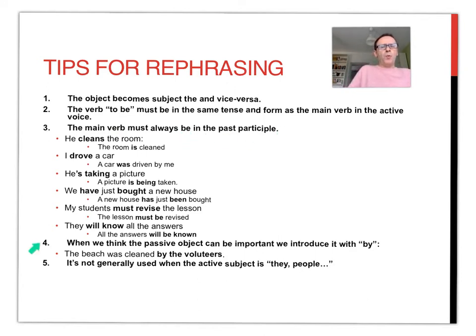Tip number 4, when we think the passive object can be important, we introduce it with by, as we can see in this example here. The beach was cleaned by the volunteers. And finally, tip number 5, by is not generally used when the active subject is they or people, as we can see, for example, in the last of the examples that I put before. They will know all the answers. All the answers will be known. It's not necessary for us to say by them because it's obvious.